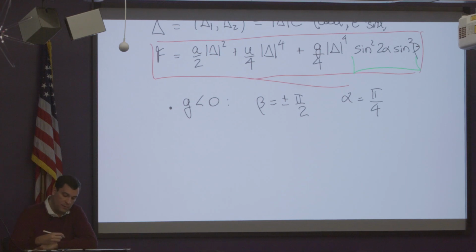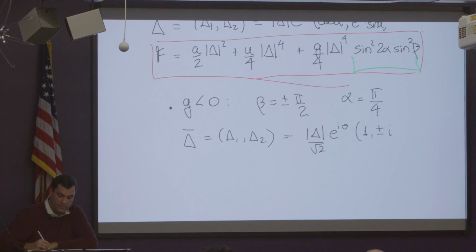What does it mean? Well, let me write this now. I'm going to get that my delta, I'm going to write delta bar, delta 1, delta 2. I told you there will be many deltas here. That's going to be a magnitude, which I need to solve the Landau equations, e to the i theta. There's going to be now a square root of 2 coming from sine and cosine, but it's going to be 1 plus or minus i.